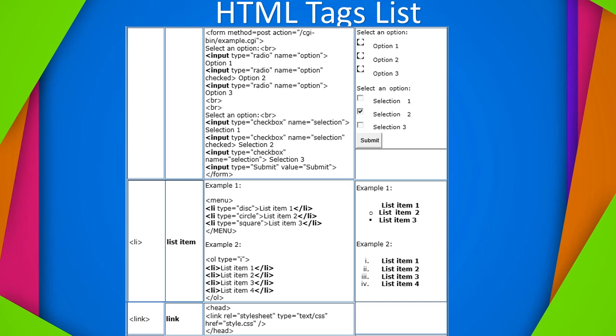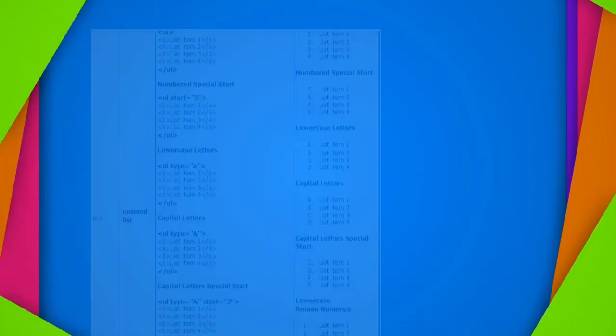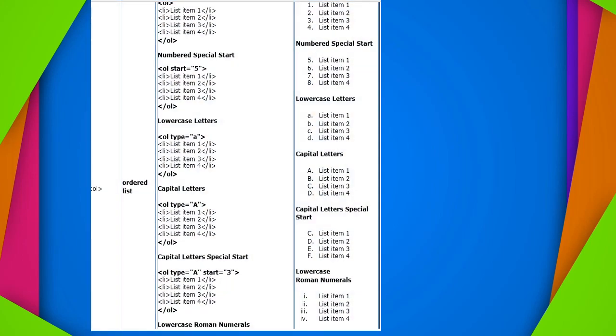And if you give the number, it will come number-wise. Also the start attribute is used to start with some number, so the ordered list starts with number 5. Capital letters and small letters we can also use.